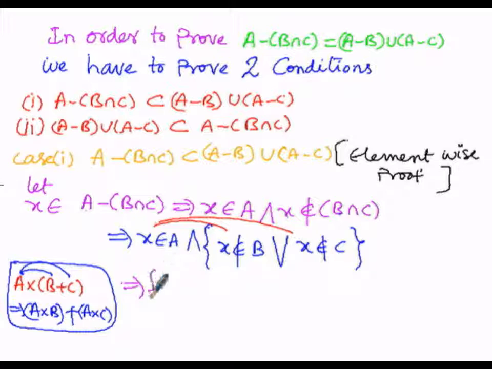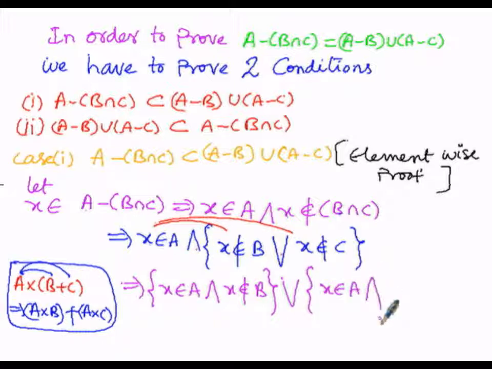That is, the first bracket we are going to get is X belongs to A and X does not belong to B. Bracket closes. Then here it is an or. Then in the second bracket, X belongs to A and X does not belong to C. Bracket closes. Then as per the definition, we can write the next logical step.